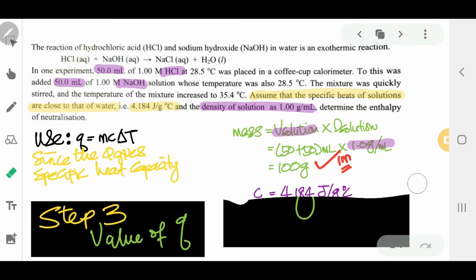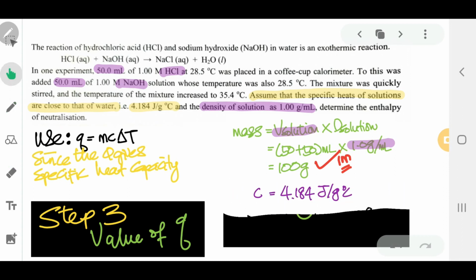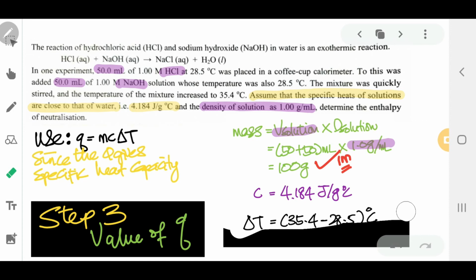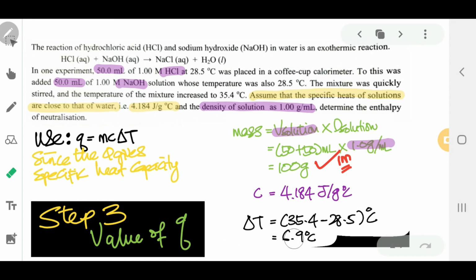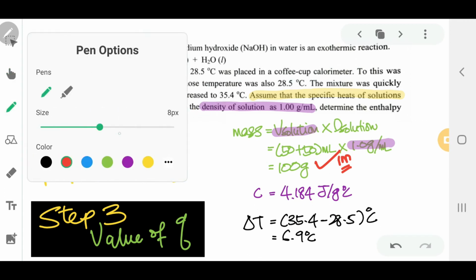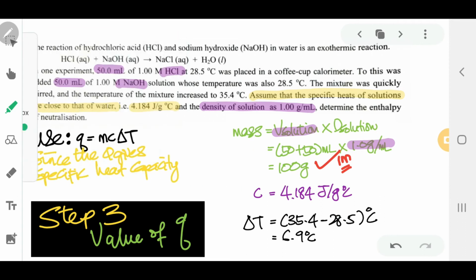Okay. And of course, you have the information of specific heat capacity. So this is the specific heat capacity, and the temperature change is right over here. Right now, the temperature of the mixture increased to... okay, you have to read the question carefully. It's slightly different from what we had in the first example. So the temperature increased to 35.4, and initially, the temperature is 28.5 degrees Celsius.